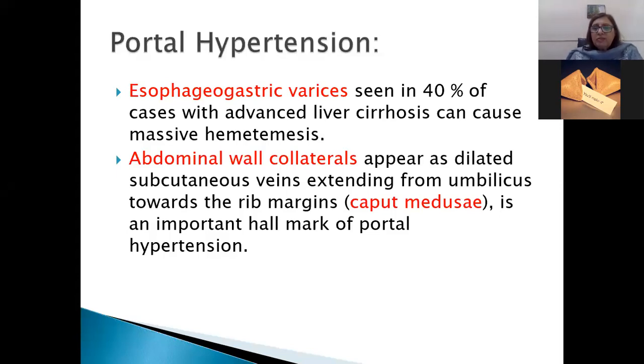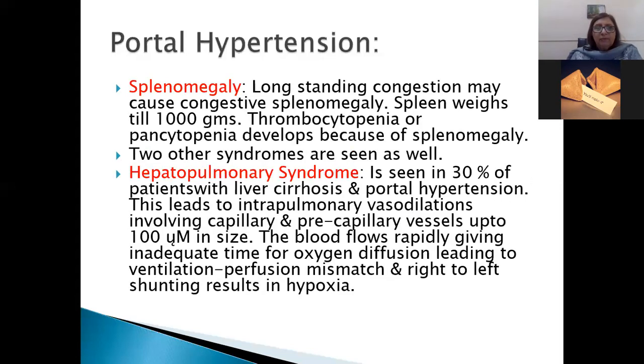Abdominal wall collaterals appear as dilated subcutaneous veins extending from the umbilicus towards the rib margin. They are known as caput medusae, which is an important hallmark of portal hypertension. Splenomegaly, an increase in spleen size, is also seen in cases of portal hypertension. Hepatopulmonary syndrome: what is this? It is seen in 30% of patients with liver cirrhosis and portal hypertension.